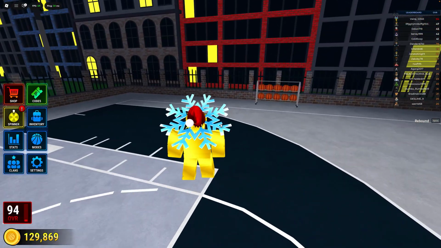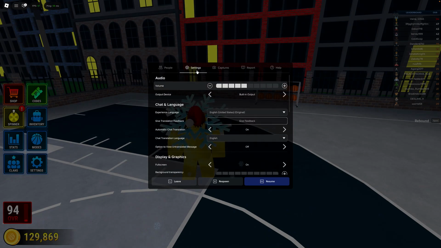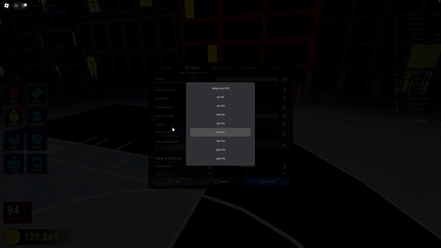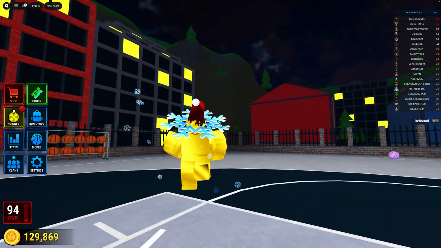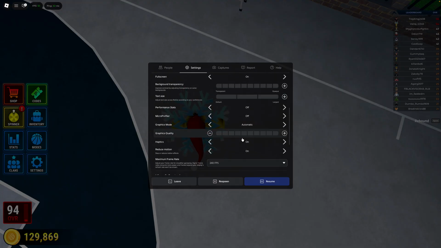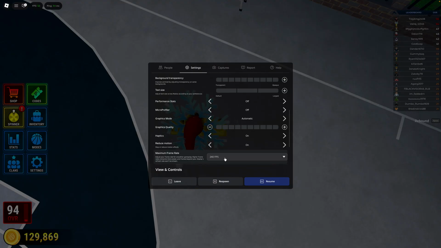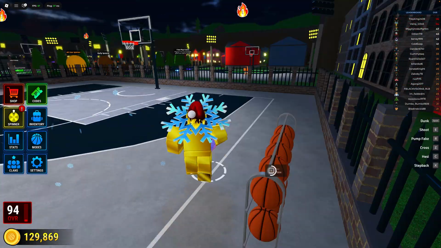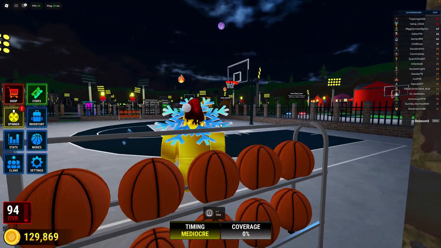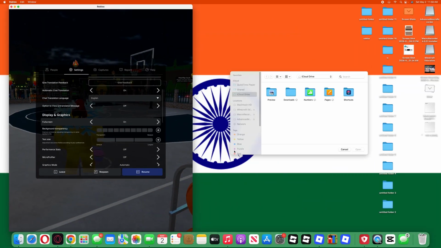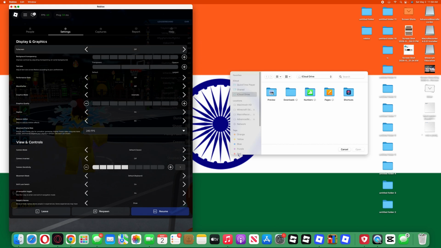So what you want to do is go to your settings, and then go to your maximum frame rate. Always set it to 60 FPS. If you set your max to 240 FPS, that won't be good. So always set it to 60 FPS, because this is what happens if you set it to 200 FPS. I mean, that can happen, but most of the time this can happen. So always set it to 60 FPS.